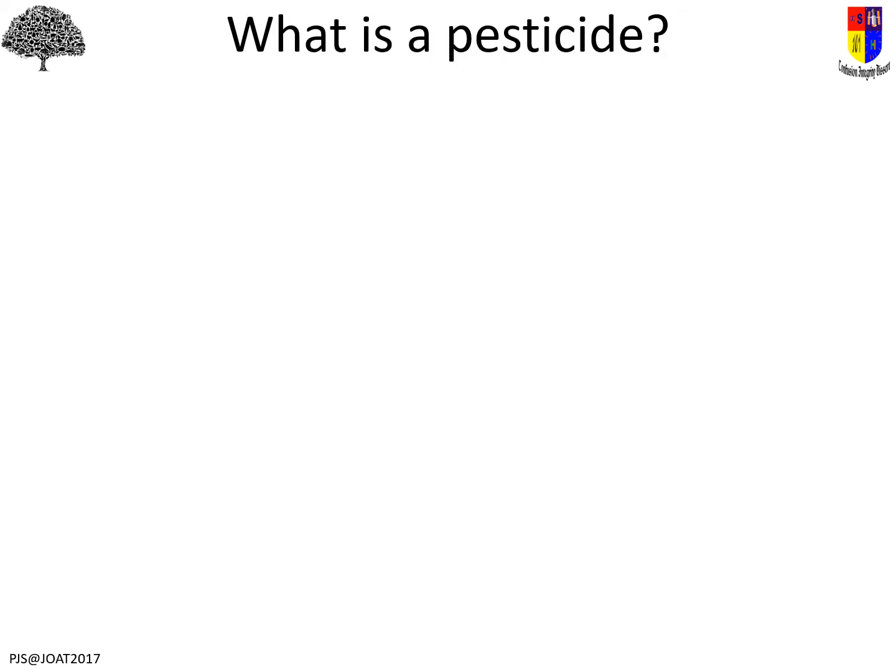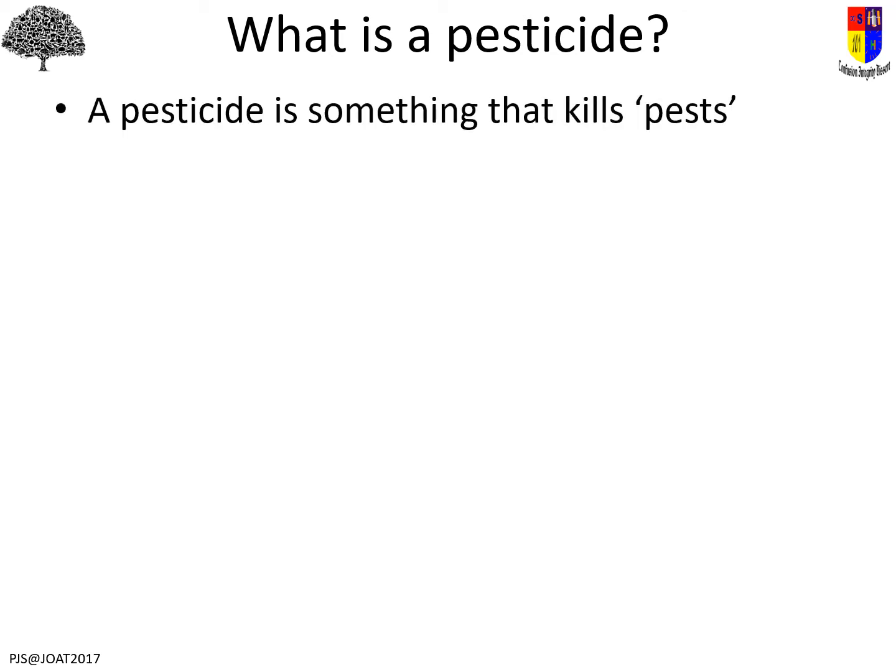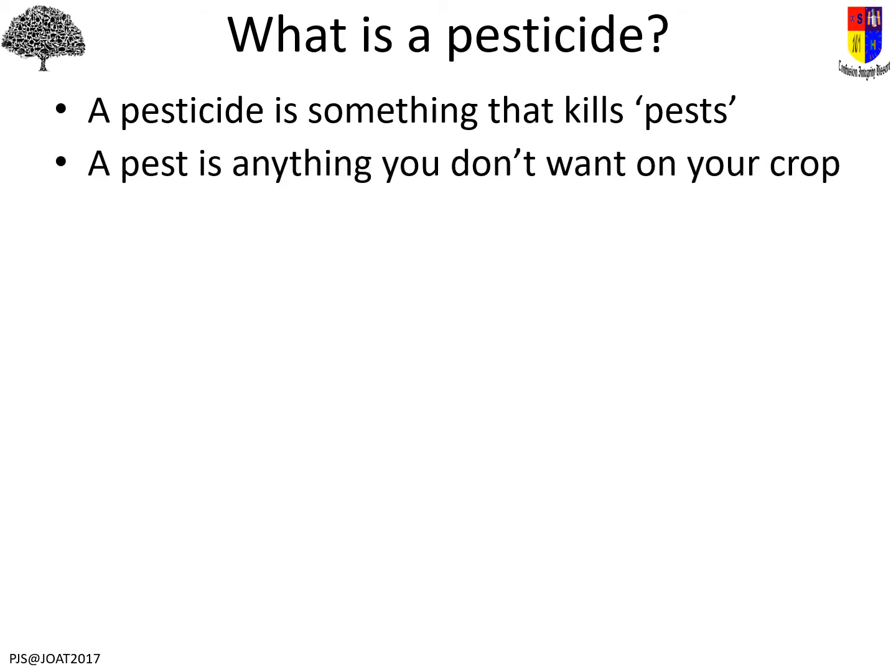Right, so we've looked at how you might be able to increase the yield of a plant, but there is another way you could increase yield, and that's to stop damage that's being done by other things. So a pesticide is any chemical that kills pests, and a pest is anything you don't want on your crop or on an animal.